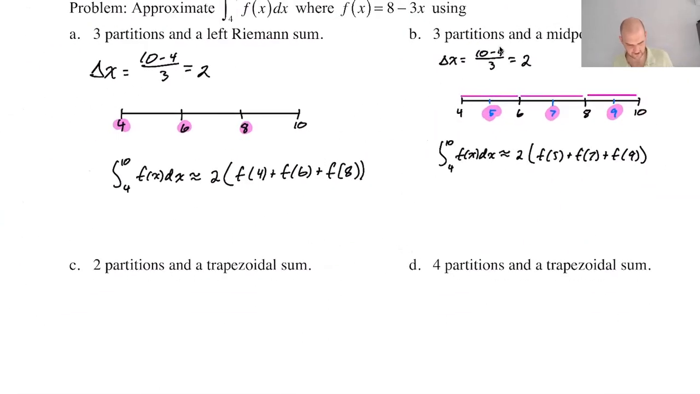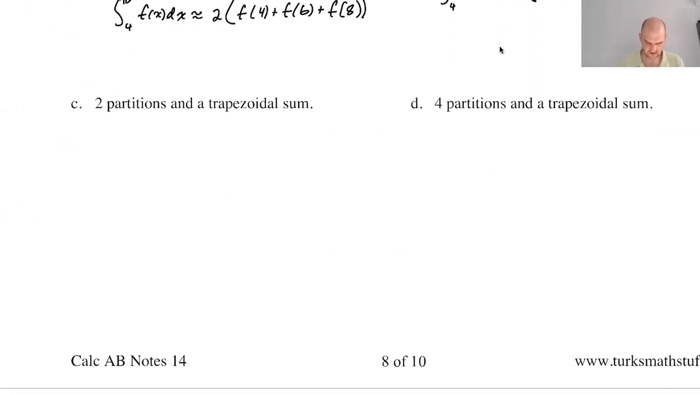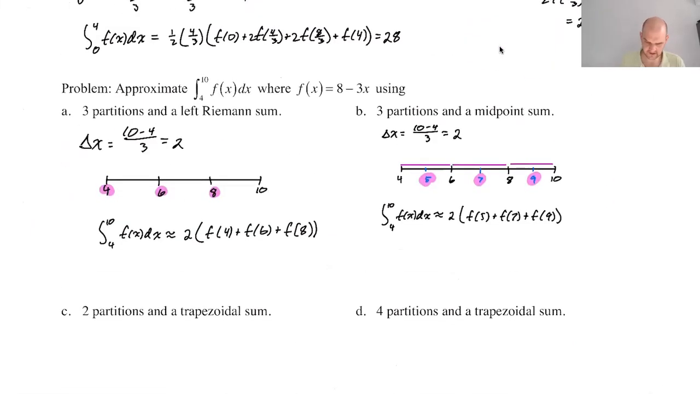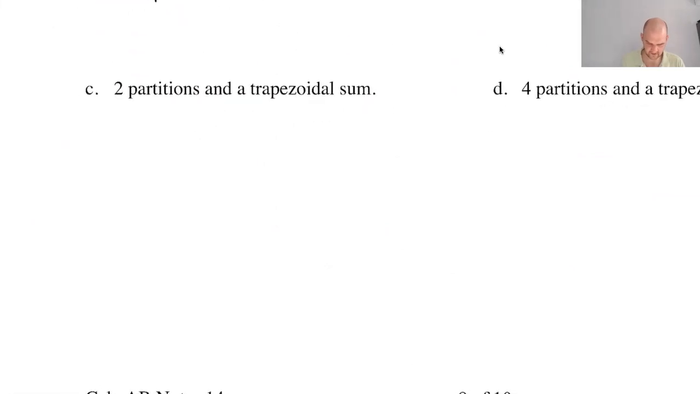All right, next up, 2 partitions, trapezoidal sum. Is this a trapezoid? I feel like it's a trapezoid, but like a negative trapezoid. It's got a negative outlook. f of x is 8 minus 3x. So if I drew it, say this is 4, this is 10. When I put 4 into 8 minus 3x, it brings me here to -2. And then 8 minus 3x at 10, 8 minus 30, this will be -22.